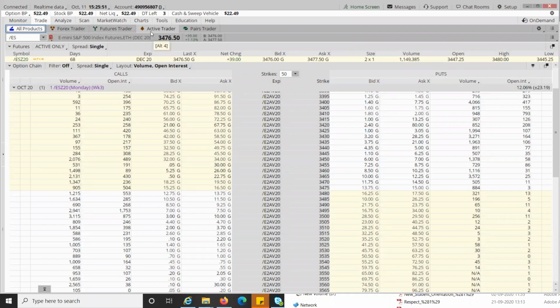So no stop loss for this hedge option, right? This is a hedge, so there's no stop loss. You don't want to be in a position where you're cut from both sides, right? Your stop loss from future hits as well as your stop loss from option hits.